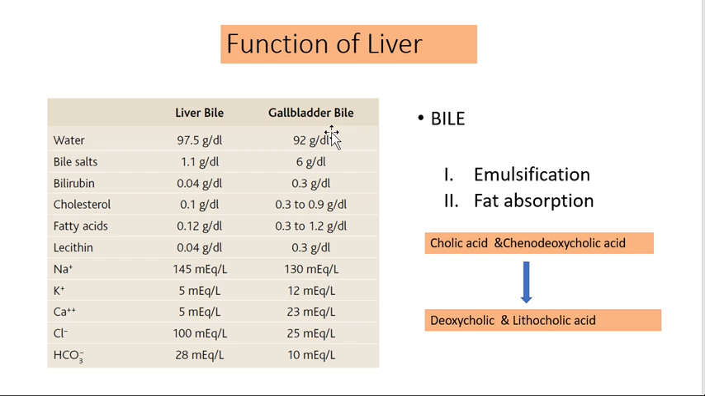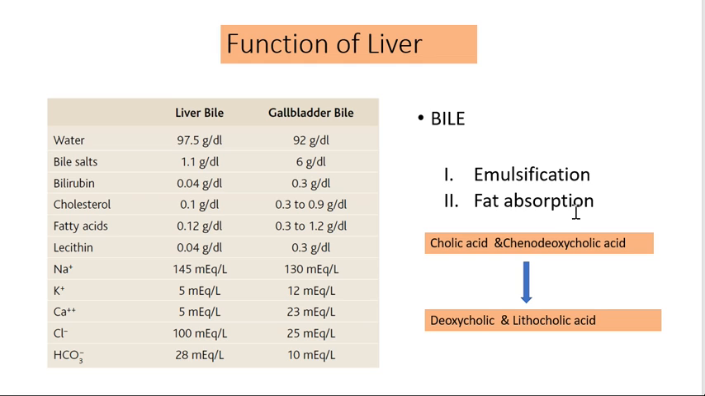Fine. So ultimately, if we see the function of the liver, the first function that comes to our mind is the bile, obviously. So what is the function of this bile? If we talk about bile, the most important component is bile acids, which help in fat absorption. How? The first step is emulsification, which is the most important function of bile. It breaks up the fat into small droplets so that the enzyme lipase can act on it. So it increases surface area so that the lipase enzyme can act on the fat.